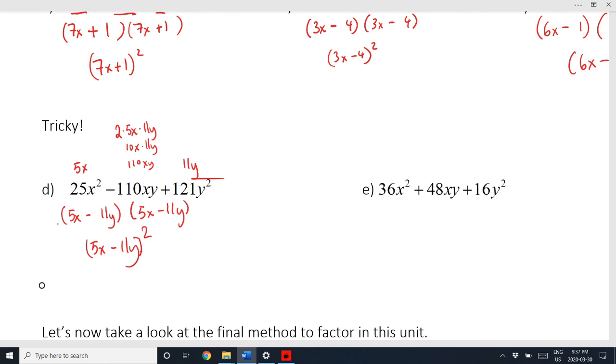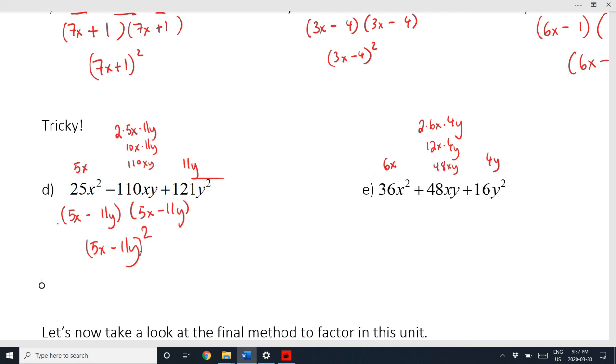Okay, and let's try this last one. Again, it's done the same way. First, we have to recognize that 36x squared, 36 is a perfect square number. So we know this is just going to be 6x. This one is going to be 4y. That's the square root of 16y squared. And we just want to see if it multiplies. 2 times 6x times 4y. And we're just going to go ahead and do that. So 2 times 6x is going to be 12x times 4y. And that's going to be equal to 48xy.